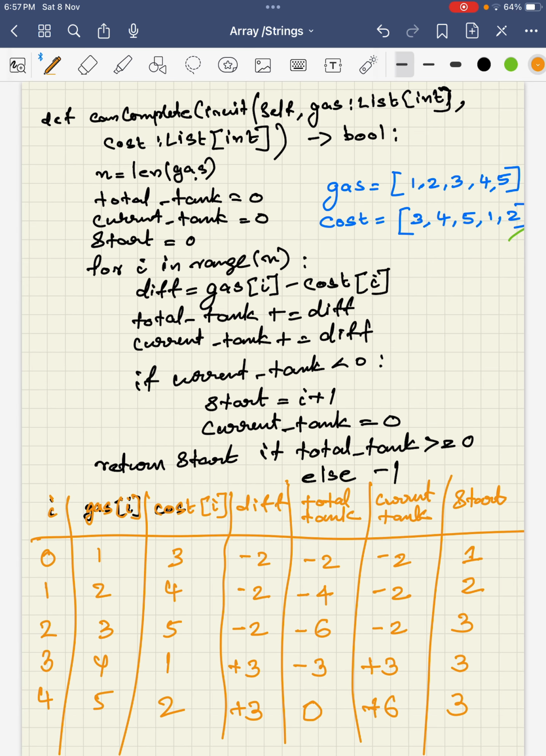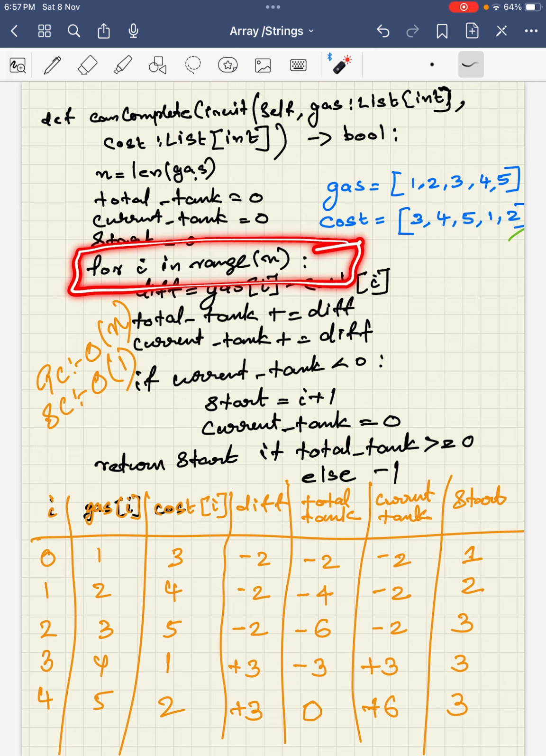So what is the time complexity of this solution? In this solution, the time complexity is order of n, and the space complexity is order of 1, because we are only going through the array once, and all the calculation has been happening as we have explained using a dry run. So with that we have explained the solution for the gas station problem.